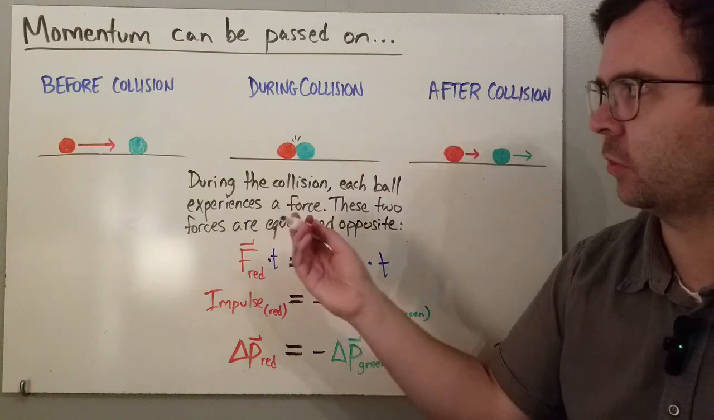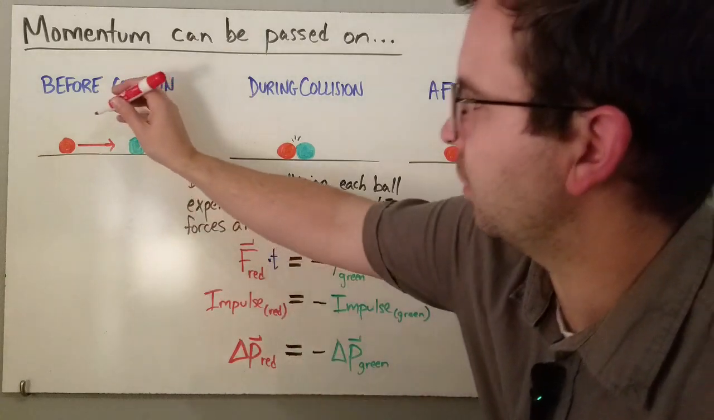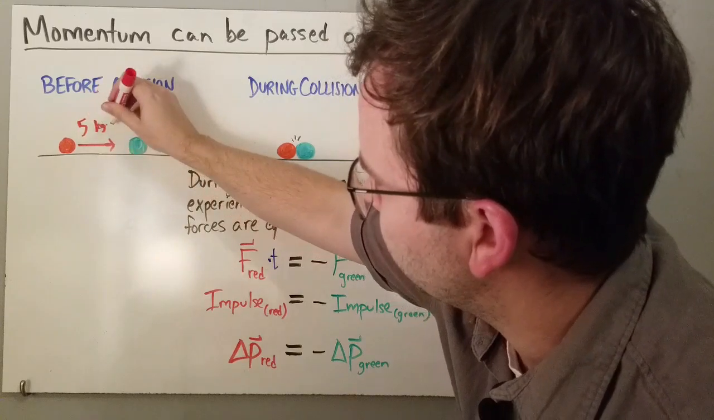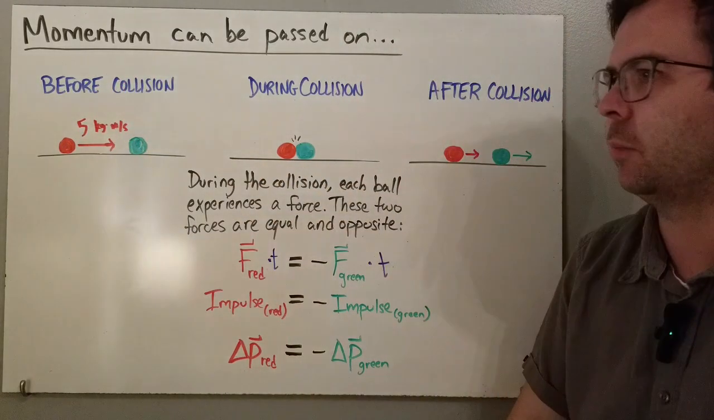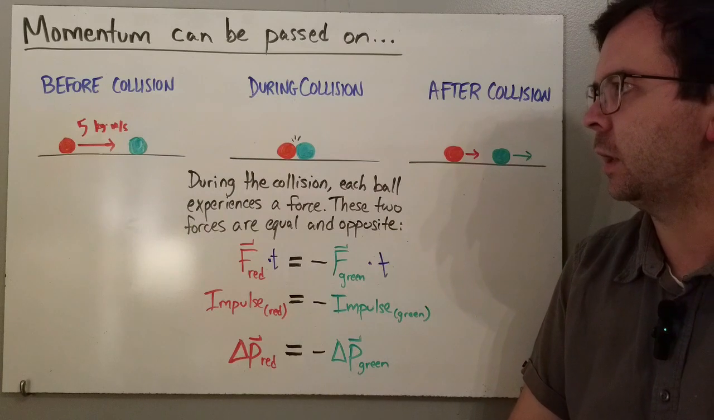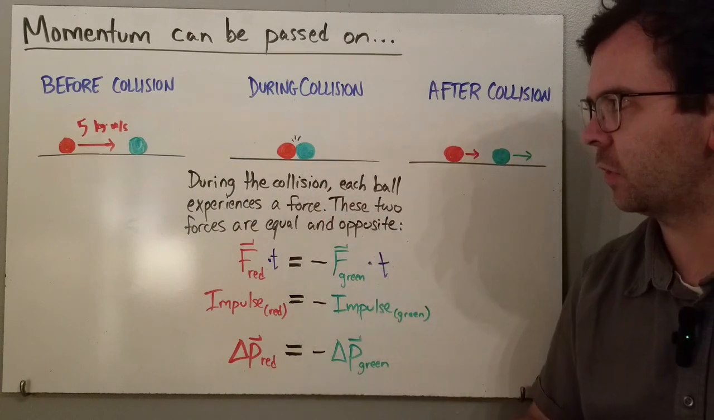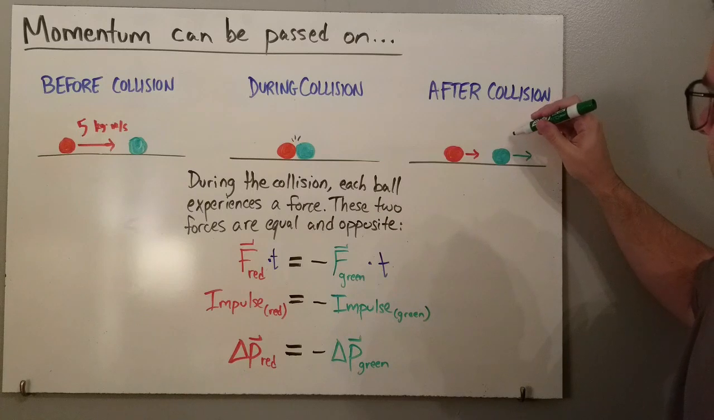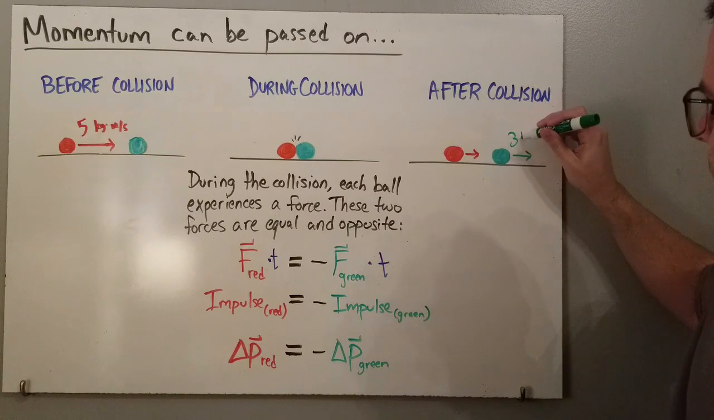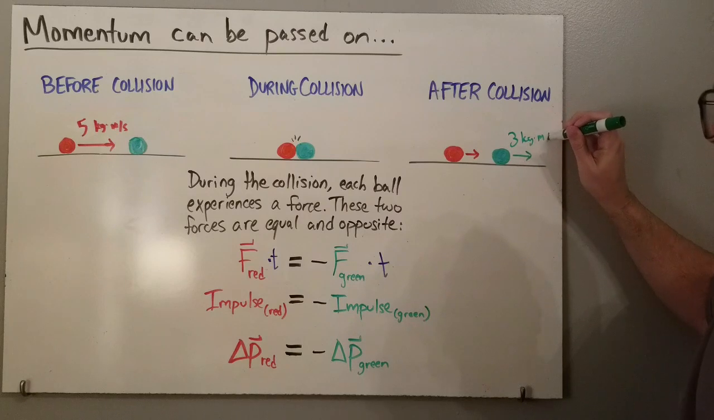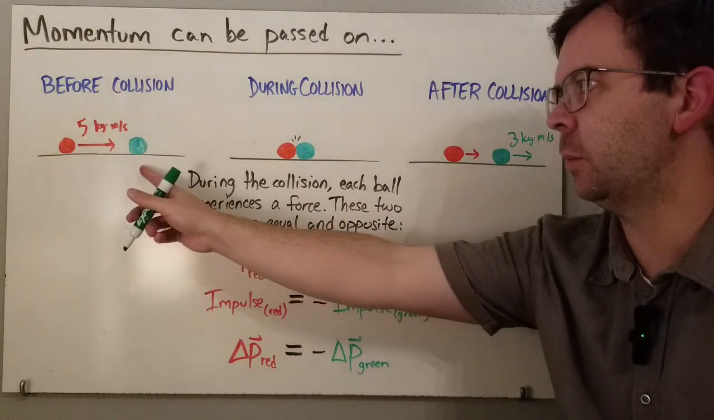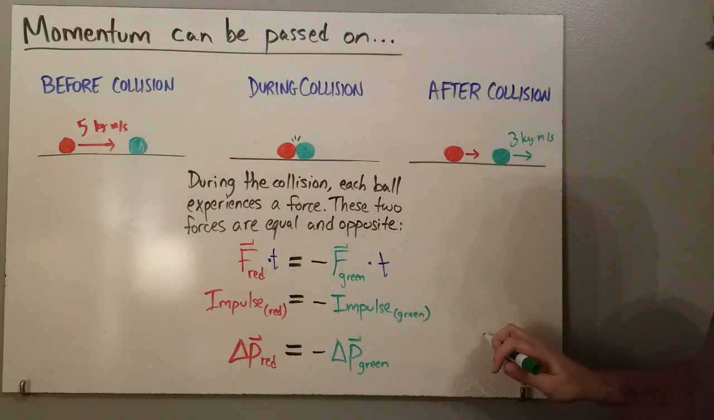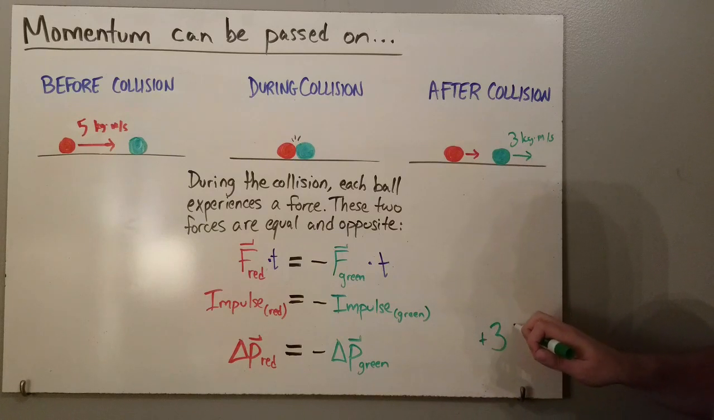So to illustrate this, let's just add some numbers here. I'll make up some measurements. Let's say that the red ball is moving with a momentum of 5 kilograms times meters per second. And let's say they collide with each other here, and afterwards the green ball is moving with a momentum of 3 kilograms times meters per second. So originally the green ball wasn't moving at all. Now it's gained 3 kilogram times meters per second of momentum. So it's a +3 over here.